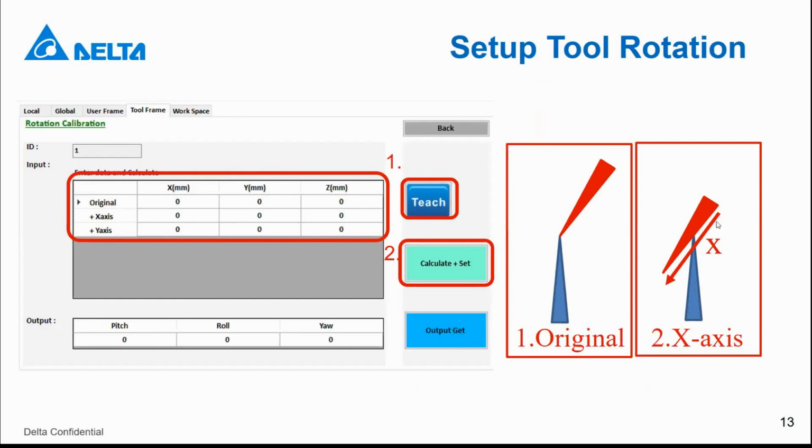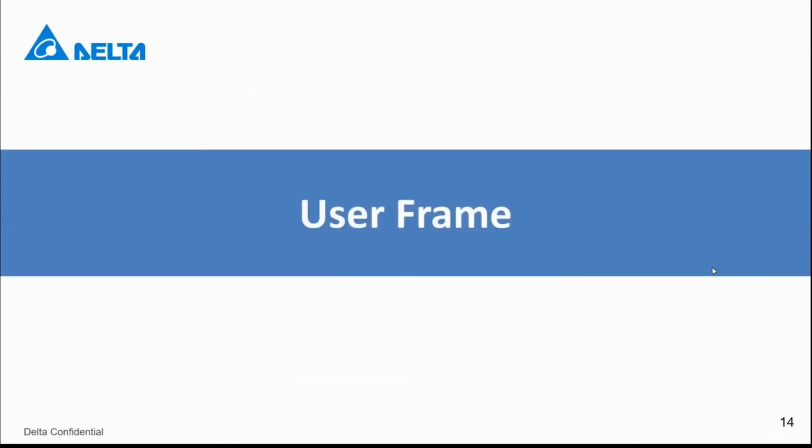But the second difference is that you need to teach the x-axis of your tool, move along the axis, and then teach your x point. But actually, for most tools, this way is not easy to use. So for the tool rotation, we suggest using a 3D drawing to calculate the pitch, roll, and yaw directly and input them into the system. So here's the tool frame.